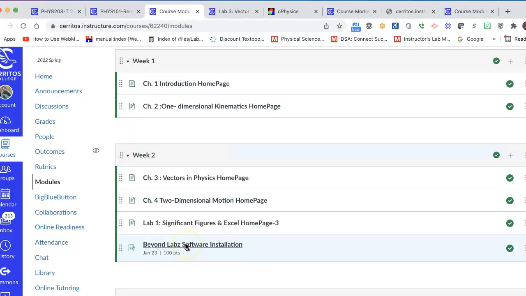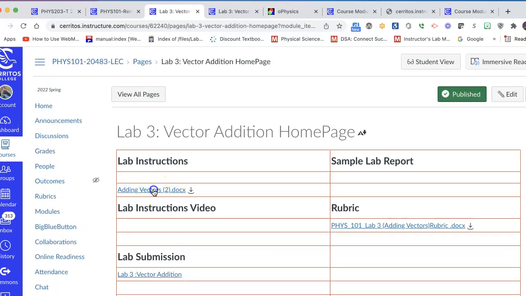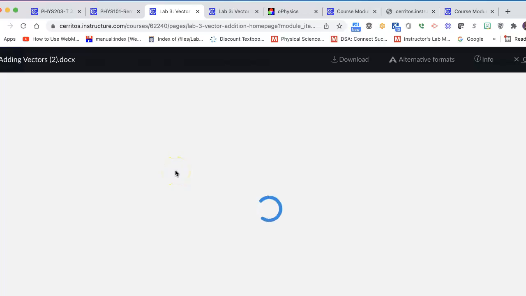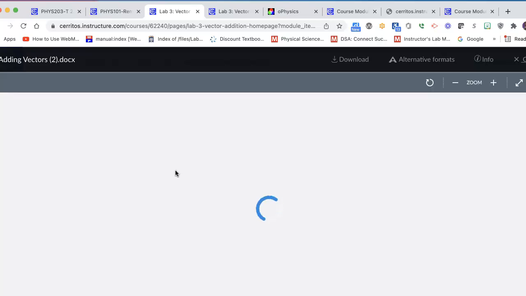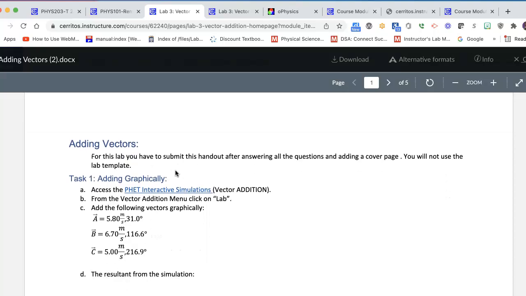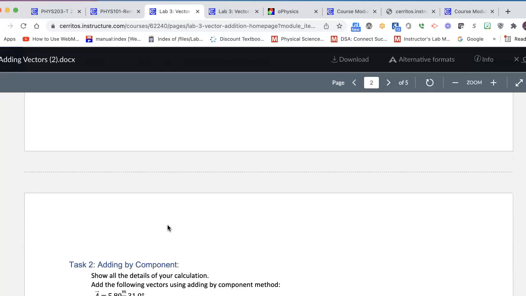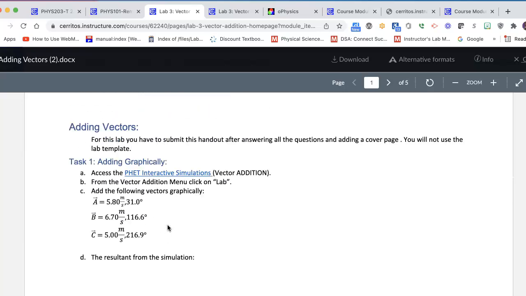Now let's go back to the lab itself and talk about how we are going to do this lab. This lab is not going to be a formal lab report, and you will not submit abstract, data, or all the things here. You have to submit this handout, the same one. You can of course download it.